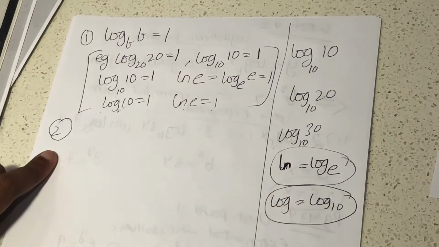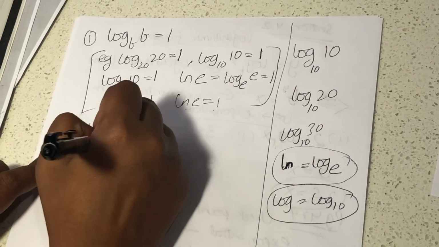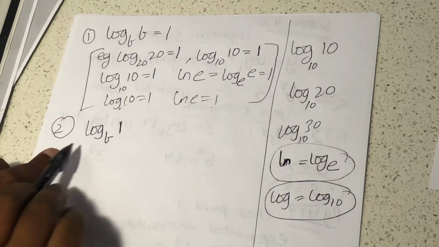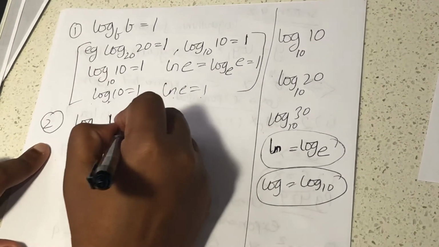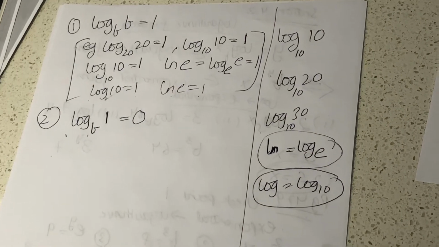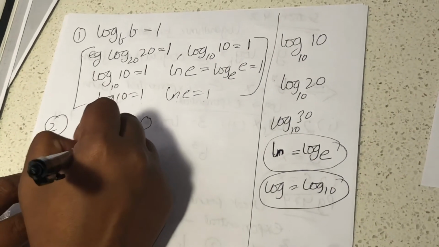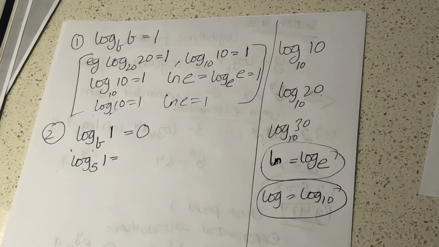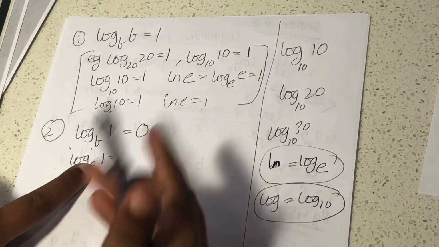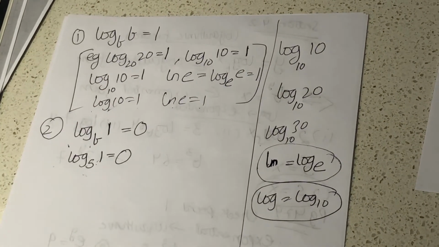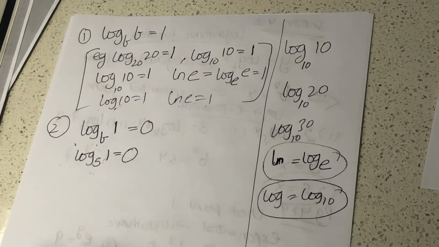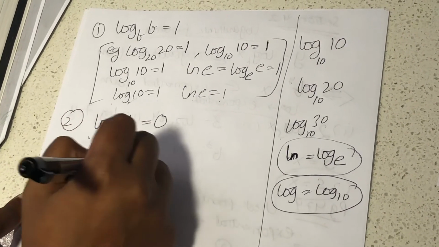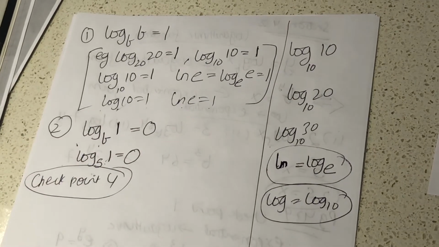Next property you're going to do is, when you have log any base, I don't care what my base is, but if here it's 1, log any base 1 is always equal to 0, no matter what. Example, if I say log 5 1, what is it equal to? I told you, I don't care about my base, but if it's 1 here, it's always equal to 0. Okay. Next property, so after these two, I want you to try checkpoint 4. Go through checkpoint 4 and try that.